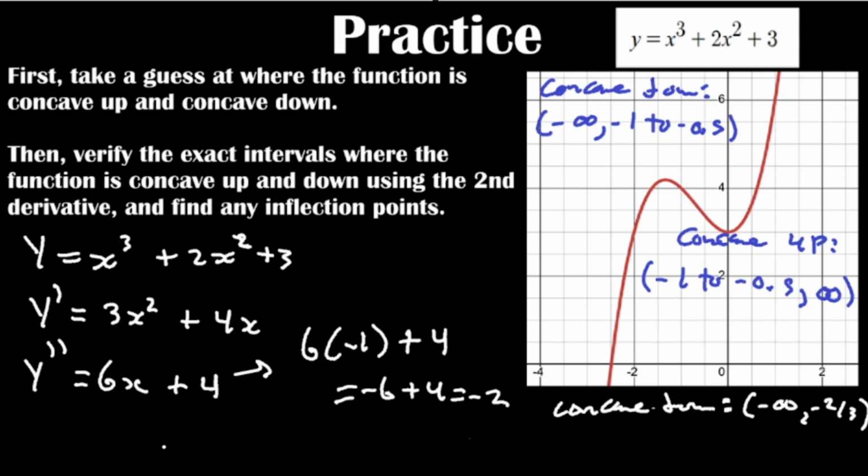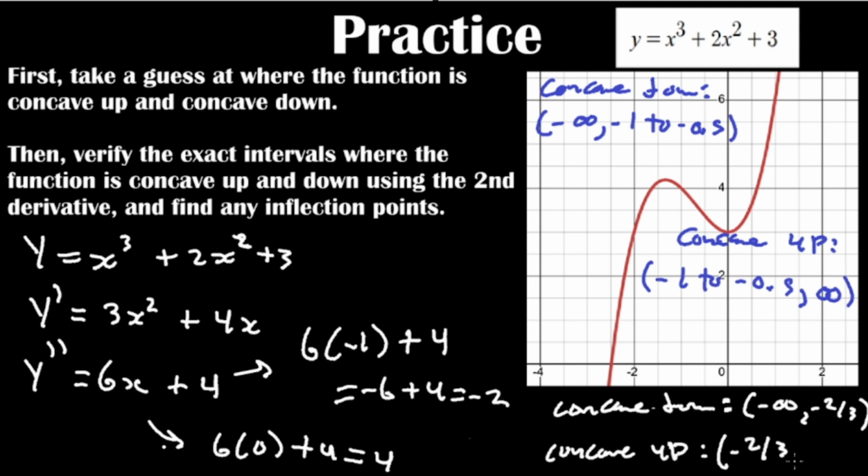Now let's plug in something that is greater than -2/3. Let's just do 0 because it's easy. So 6 times 0 plus 4, that's just 4, which is positive. Meaning for x values that are greater than -2/3, our second derivative is going to be positive, meaning that our function will be concave up for x values between -2/3 and infinity.